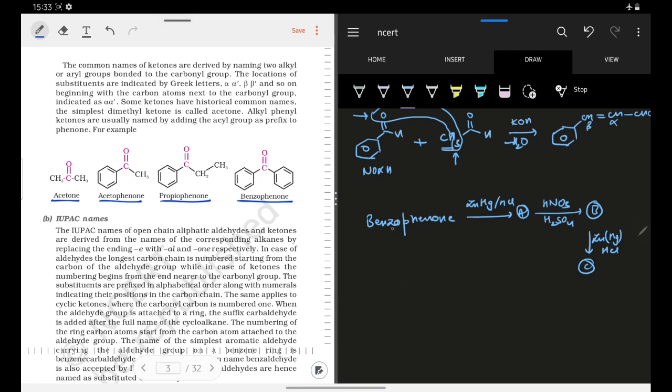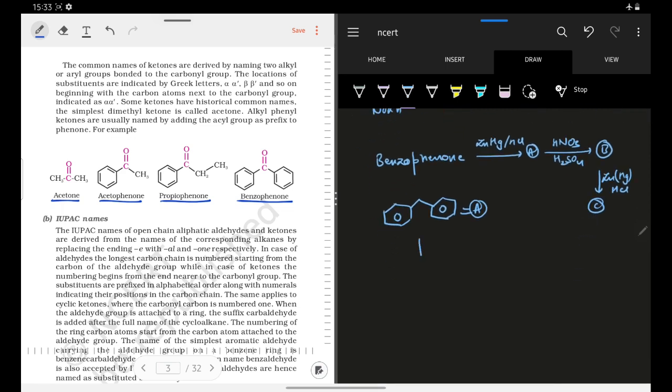We know that benzophenone when treated with zinc amalgam HCl will reduce the C double bond O group. So this C double bond O group is reduced and you get this compound. Now they are saying you have to treat this A compound with HNO3 and H2SO4. We know that this is the reagent that we use for nitration. Once we do nitration, it will occur at the para position, because the ring is activated. You can do it on any ring because both rings are symmetrical.